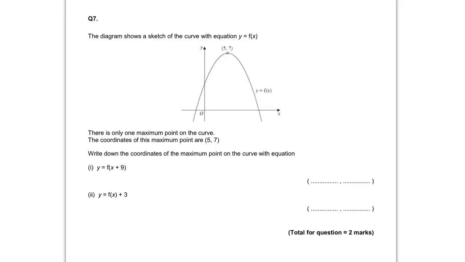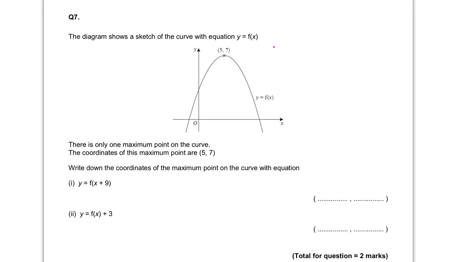Okay, question 7. Let's end on a really easy one then. So, 5, 7 is the maximum. f of x plus 9, inside or outside the bracket? Inside, who does it affect? What do we do to x? Minus 9, so what do we get? Minus 4, 7, perfect. Okay, last, inside or outside the bracket?